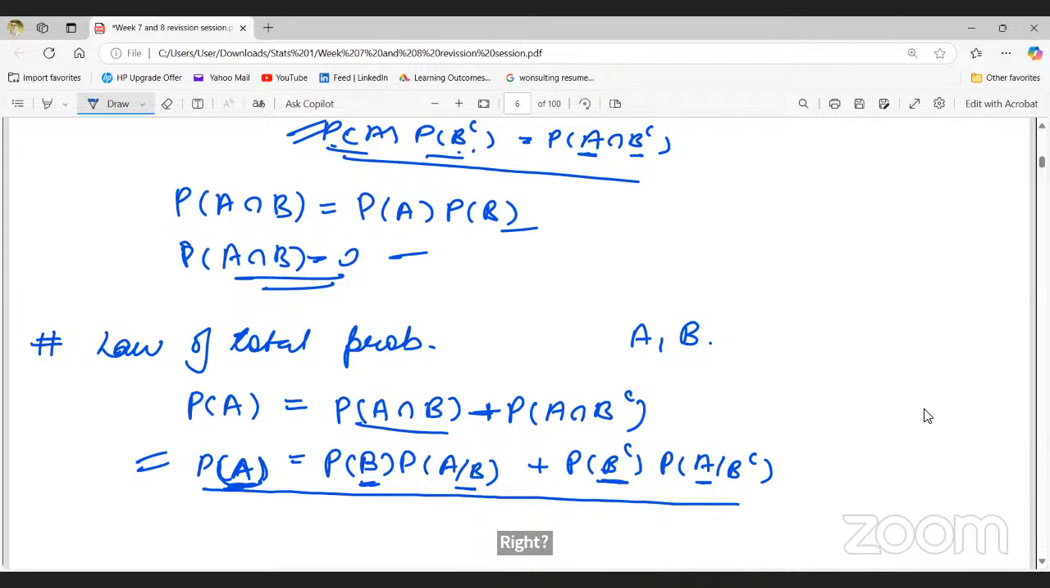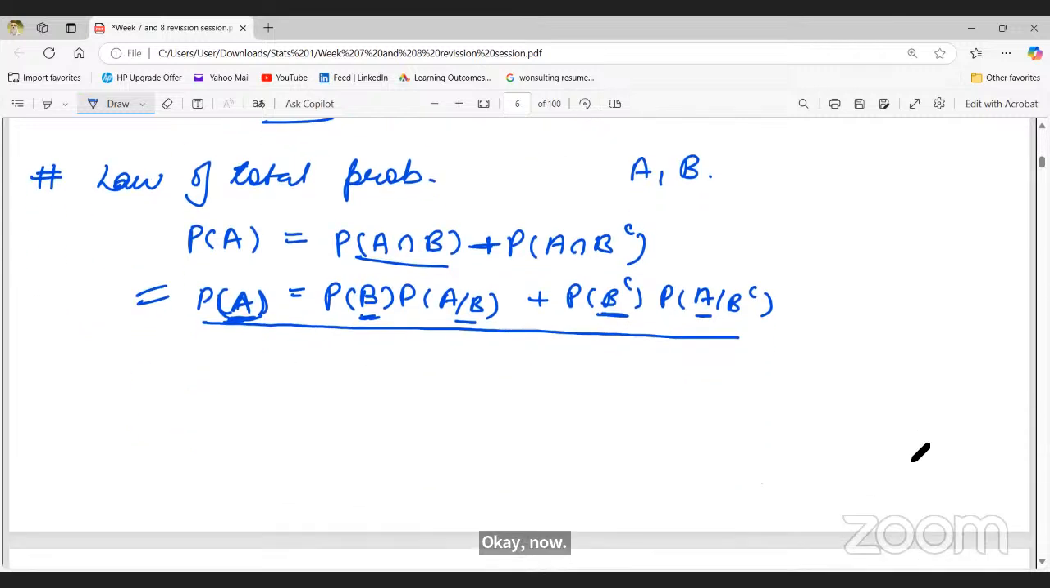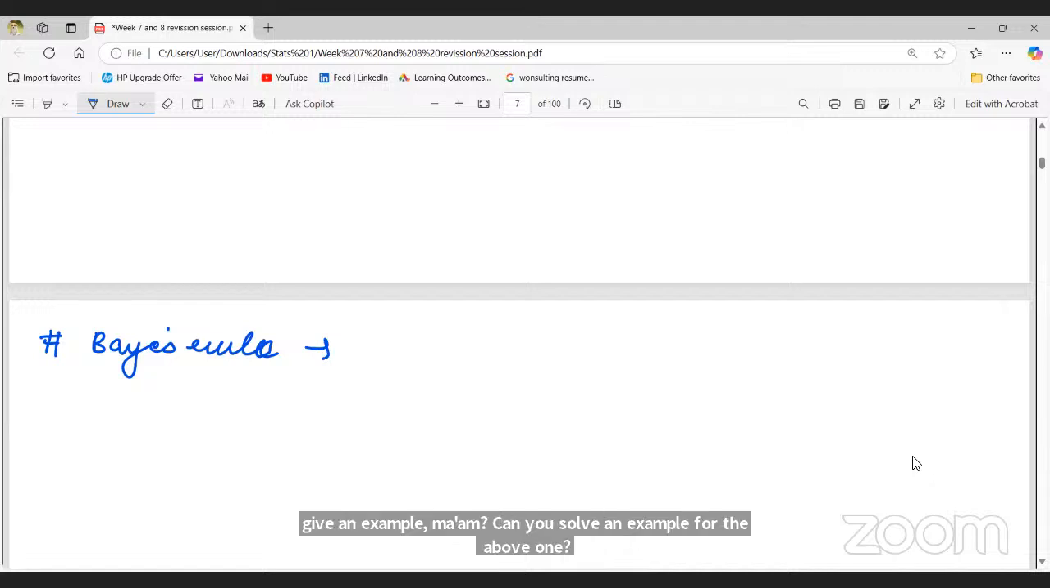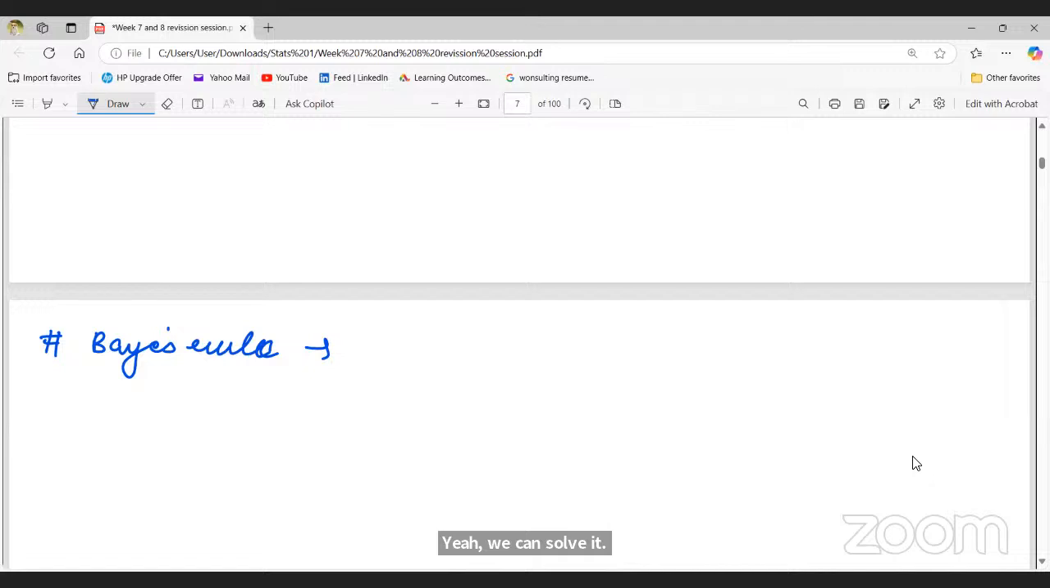Yes, ma'am. Okay. Now comes the Bayes rule. Can you give one example, ma'am? Can you solve one example for the above one? Yeah, we can solve it. Okay, let me just tell you the Bayes rule. Then we will have one question in which we will be solving using Bayes rule.